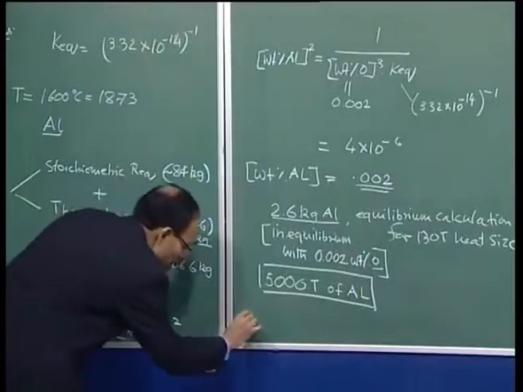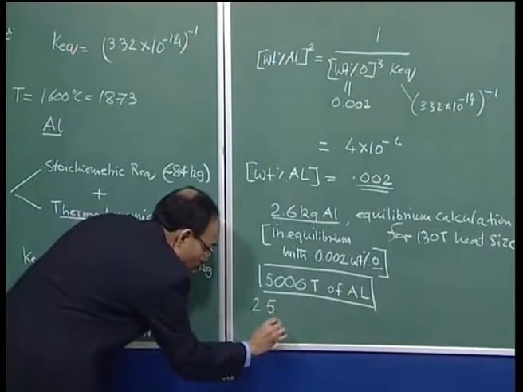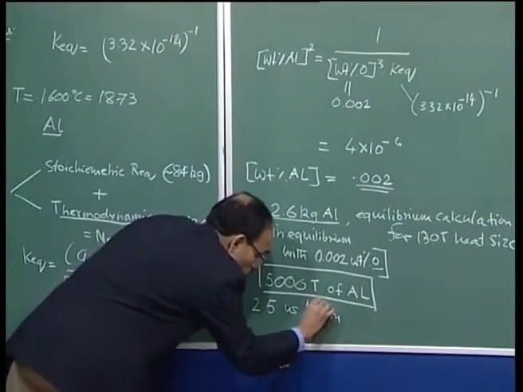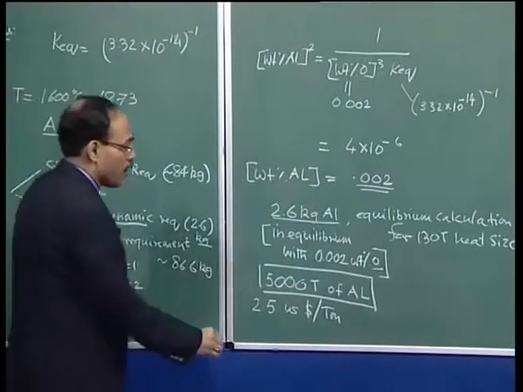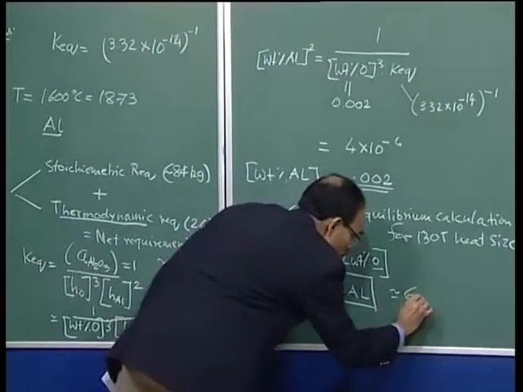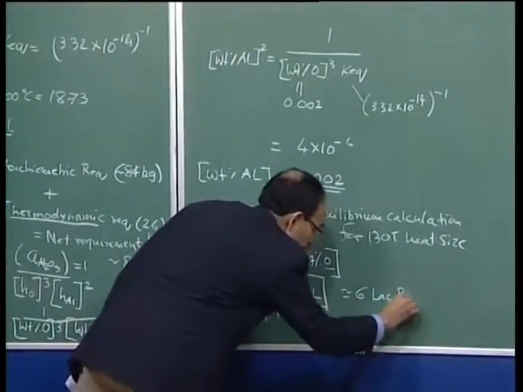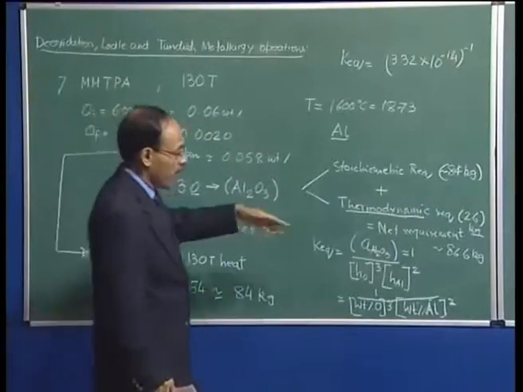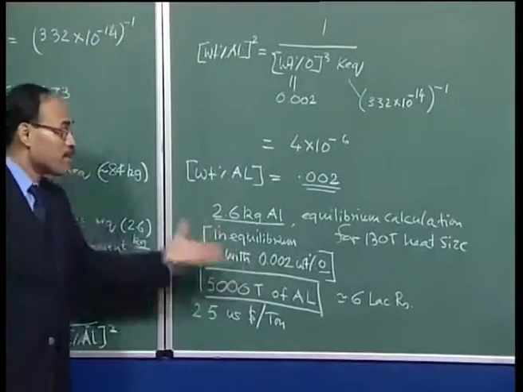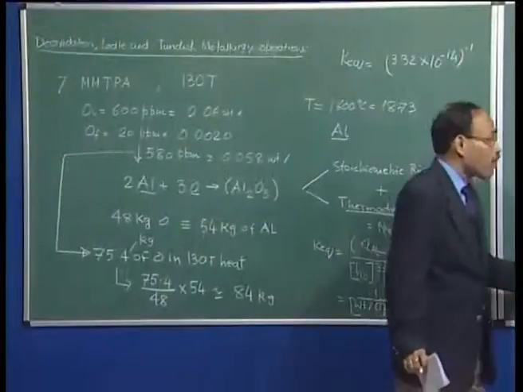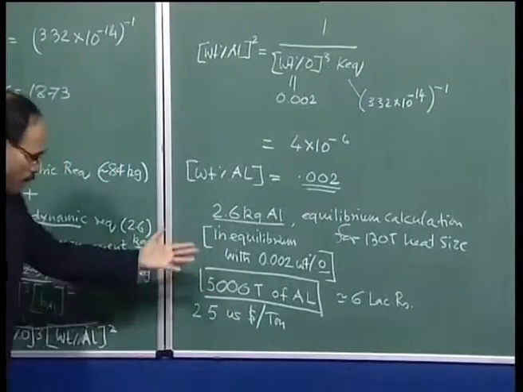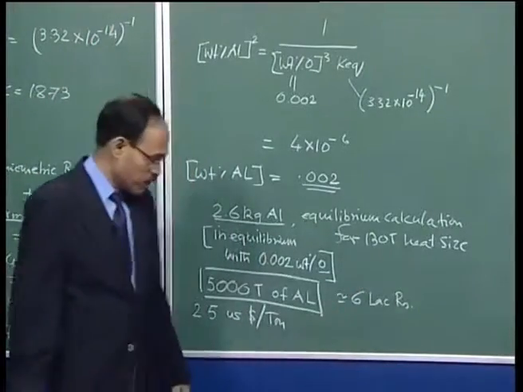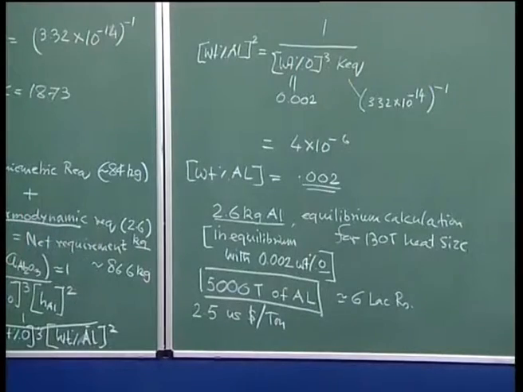And taking that aluminum is about $2.5 per ton, this comes out to be approximately 6 lakh rupees in Indian currency. So this much aluminum, 5,000 tons, will be needed by the 7 million ton steel plant, and this 5,000 tons of aluminum at the current rate of production costs about 6 lakh rupees in Indian currency.